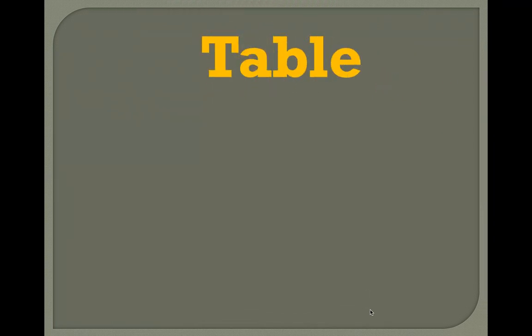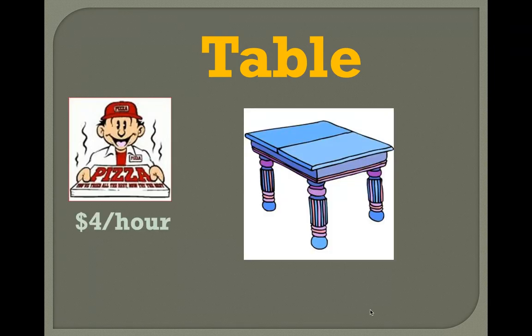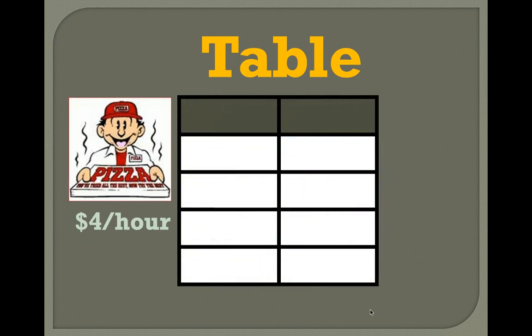And so a table, I have pizza, I make money. So there's my table. This is a table that can represent numerical relationships. Okay, so I'm making $4 an hour. So what would go there? That would be the hours. What would go in this column? That would be the money we make.